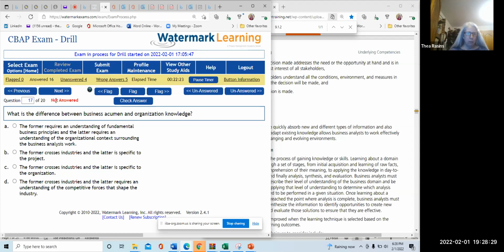What is the difference between business acumen and organization knowledge? The former requires an understanding of fundamental business principles, and the latter requires an understanding of the organizational context surrounding the business analysis work. The former crosses industries and the latter is specific to the project. The former crosses industries and the latter is specific to the organization. The former crosses industries and the latter requires an understanding of the competitive forces that shape the industry.